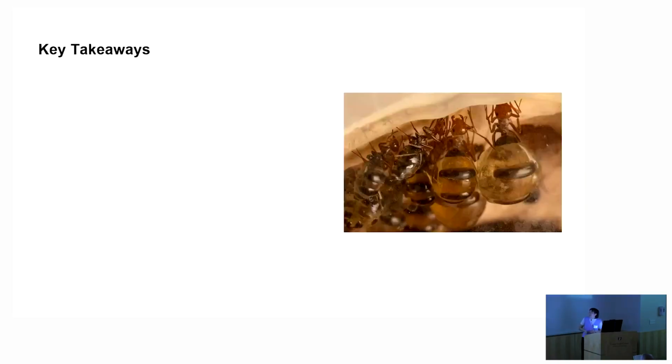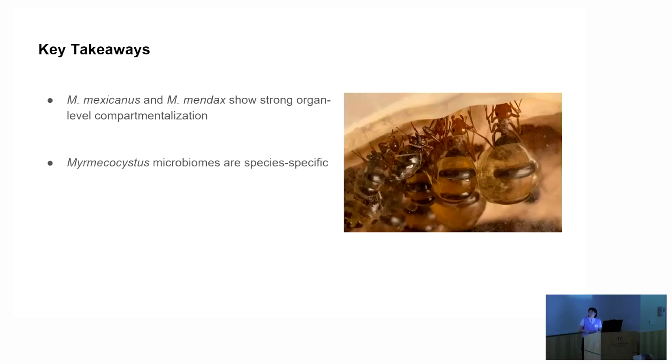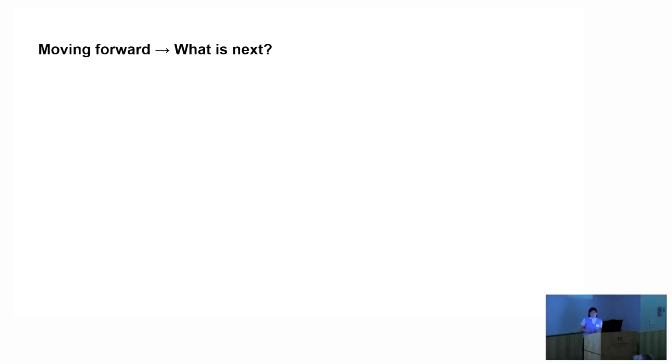Some key takeaways are that Myrmecocystus mexicanus and Mendax show strong organ-level compartmentalization. Myrmecocystus microbiomes seem to be species specific, and core taxa seem to differ by species as well as possibly geography. Some things that we're planning to work on afterwards: we saw how Myrmecocystus mexicanus had that dominance of Fructilactobacillus.